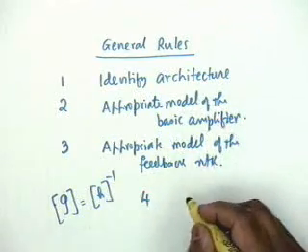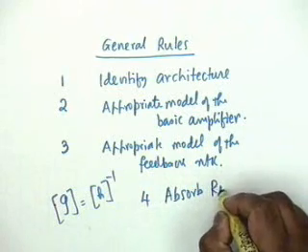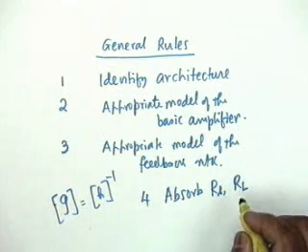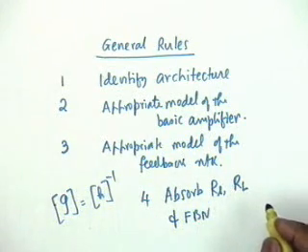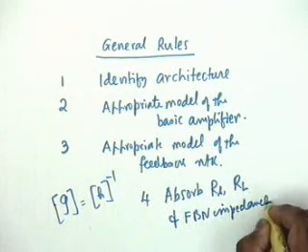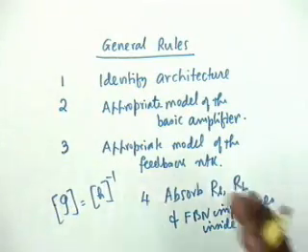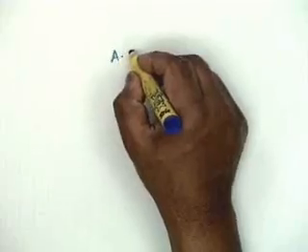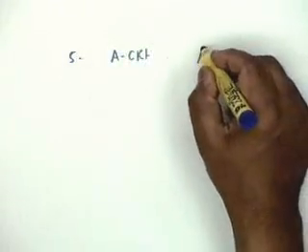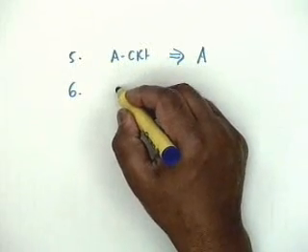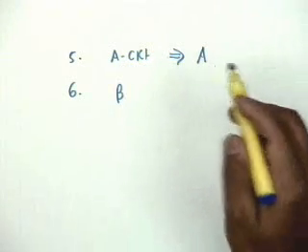The fourth step is, after you do this, absorb RS, RL, the source and the load, and the feedback network impedances, FBN impedances, inside the basic amplifier. That would make the A circuit of the feedback amplifier. Then analyze the A circuit and find out the gain A. This gain could be dimensionless, could have the dimension of impedance, or could have the dimension of admittance, depending on what model you have chosen for the basic amplifier. Then number six, determine beta, depending on the kind of connection that you have made.